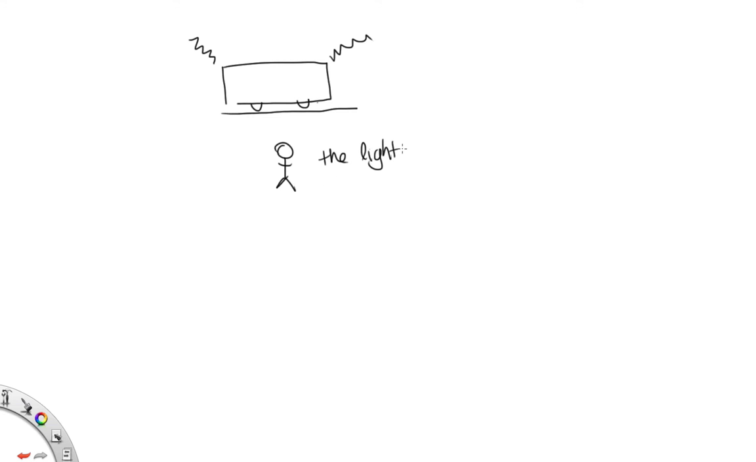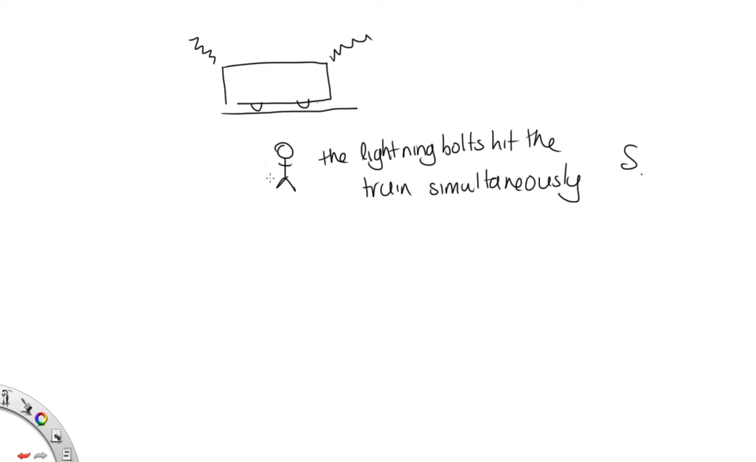Okay, so in this example, imagine that we've got a train travelling along some tracks. Here's you standing outside the train. Now, there's a big storm on, and you see two lightning bolts hit both ends of the train at the same time. So you say these events are simultaneous. And that's in S. You're in S.